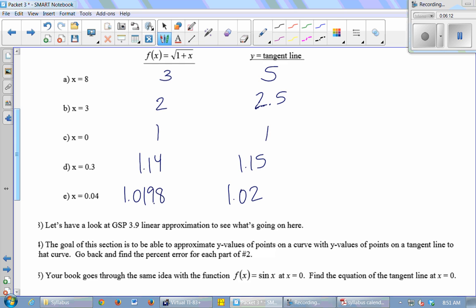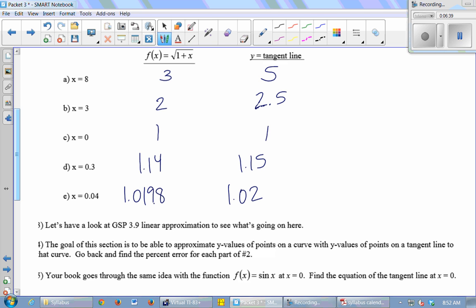Yeah, when x is close to 0, the closer x is to 0, the closer the two y values are to each other. 8, that's pretty far from 0, and f of x and the tangent line y values are pretty different, right? But then x equals 3 is closer to 0 than 8 was, and the two y values are much closer together. They're only off by a half. At 0, they are exactly the same.